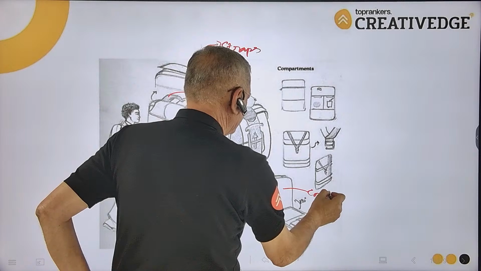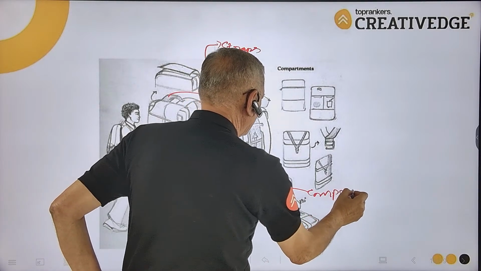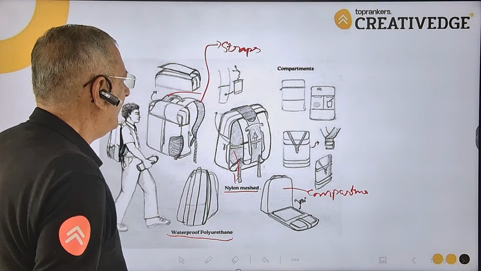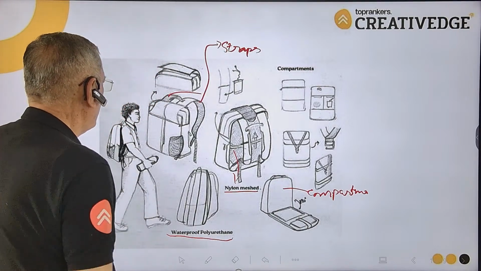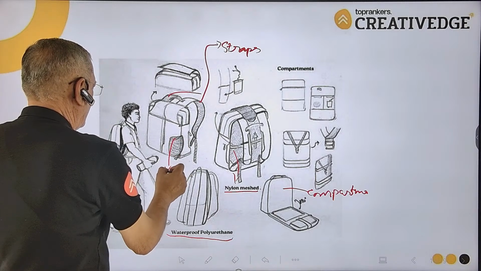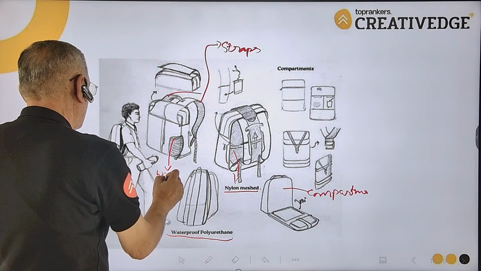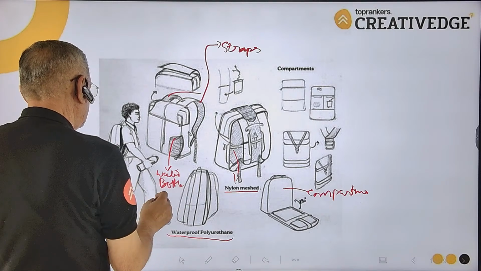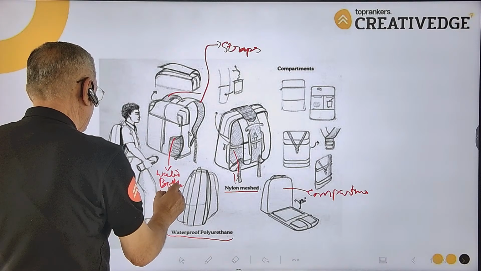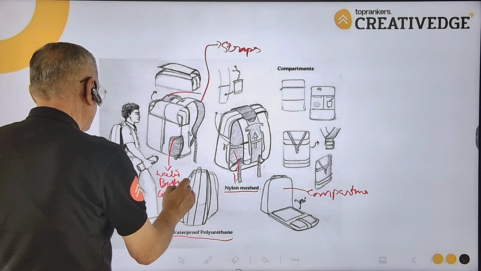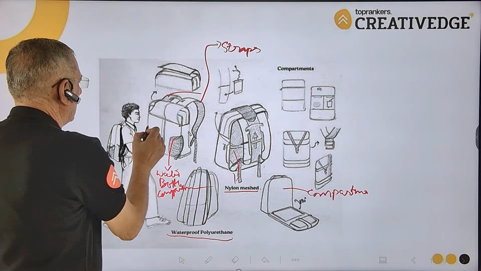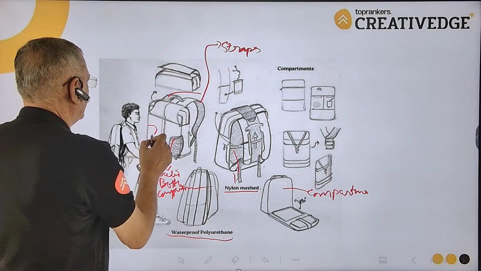compartment, water bottle, compartment. There could be one for the juice also.